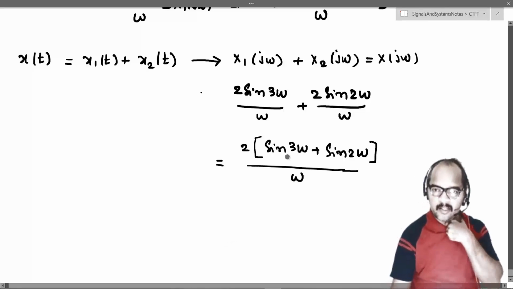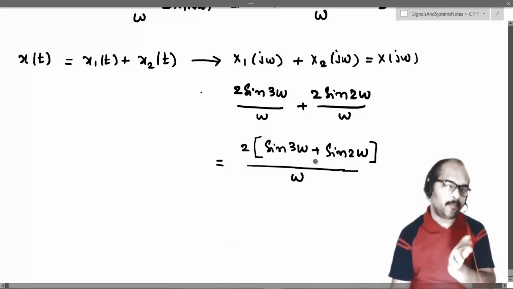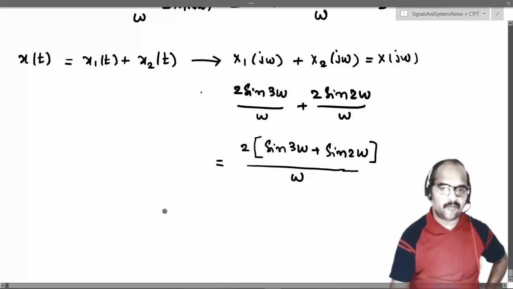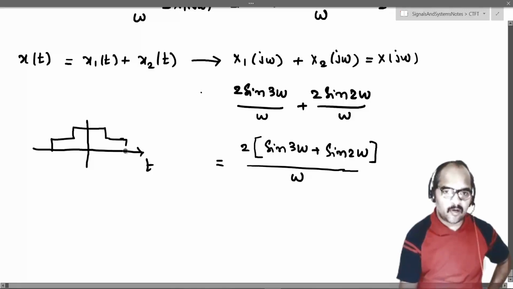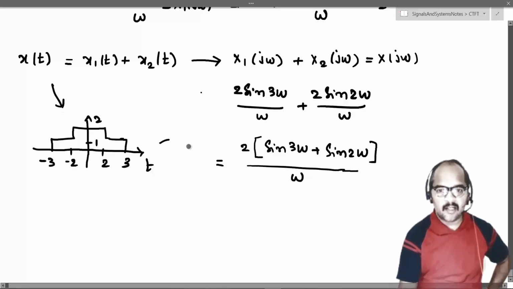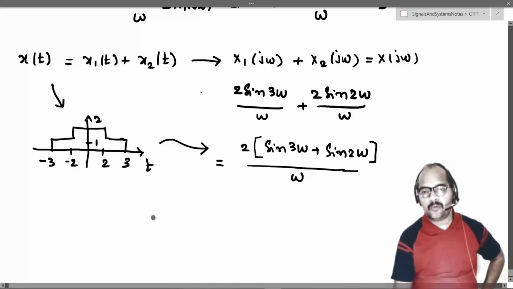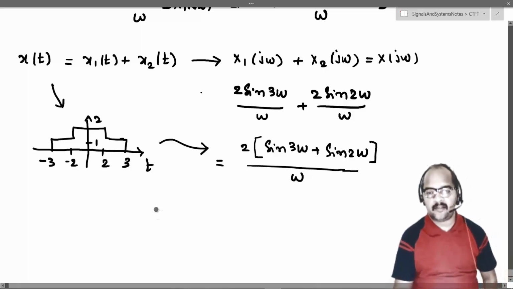Why? The numerator term looks like sine A plus sine B. You can further simplify that. I will leave it for you. Okay, so what is it that we got? We got the answer that the following staircase signal, which is given by this plot, will have what as Fourier transform? This is at -3, -2, 2 and 3 with amplitudes 1 and 2. This is our x of t. This will have 2 times sine 3 omega plus sine 2 omega, divided by omega, as the Fourier transform.